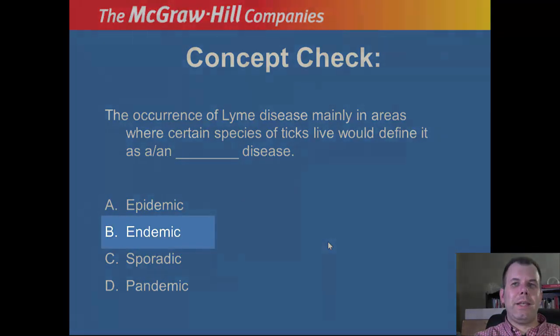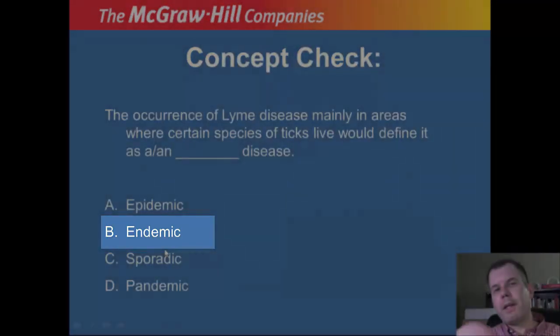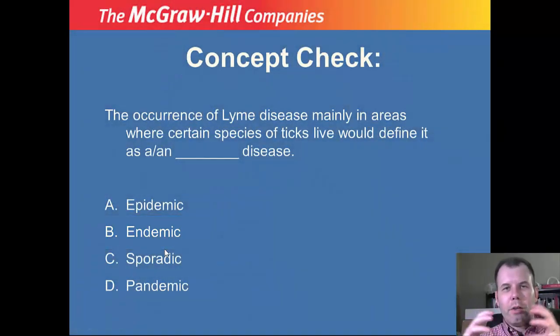If you said endemic, you are right. Endemic is found in areas where you see these things living, the reservoirs. Remember I was talking about yellow fever and how you might have to go get a shot. That is an endemic disease because it's typically found in mosquitoes in South and Central America. So if you go to those areas, you might have to get vaccinated for yellow fever because we know it's endemic to those areas. So good job if you got it right.